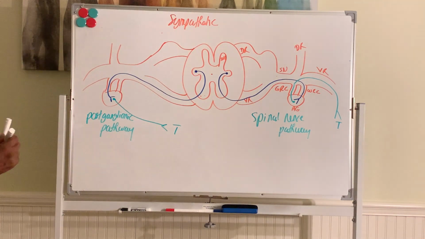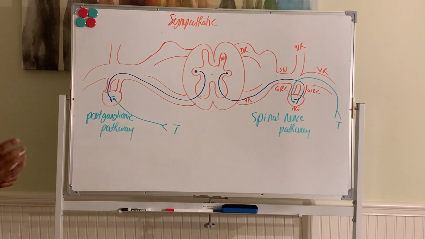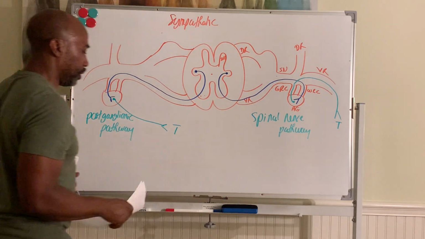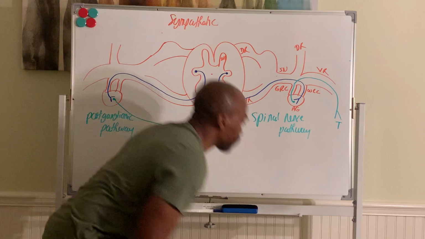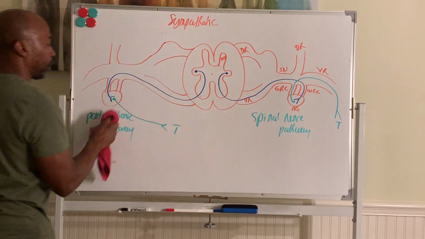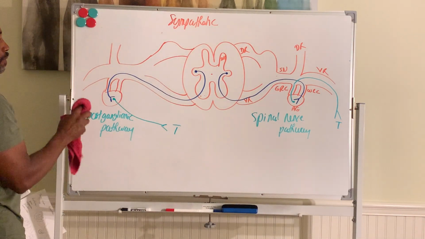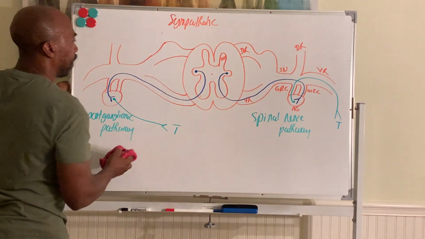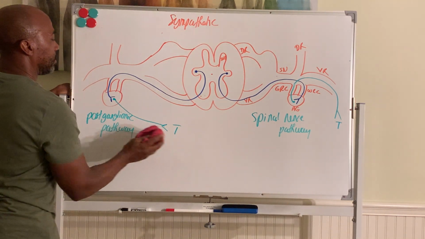Okay. We good there? All right, let's do another pathway. So again, this is the spinal nerve pathway. This is the post-ganglionic nerve pathway. Let's erase and do again.